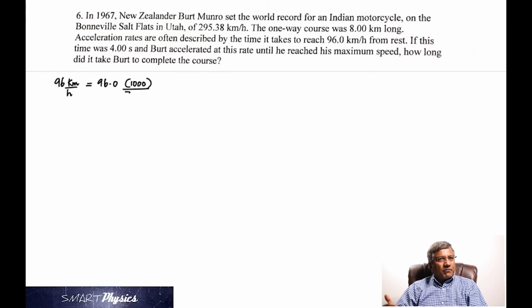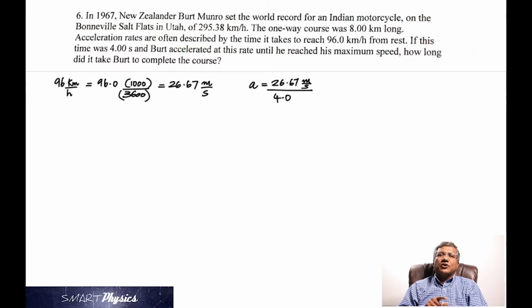How do you do that? 96 times 1000 divided by 3600, because 1 kilometer is 1000 meters and 1 hour is 3600 seconds. That gives 26.67 meter per second. And so the acceleration is 26.67 divided by 4 seconds. You get it as 6.67 meter per second squared.